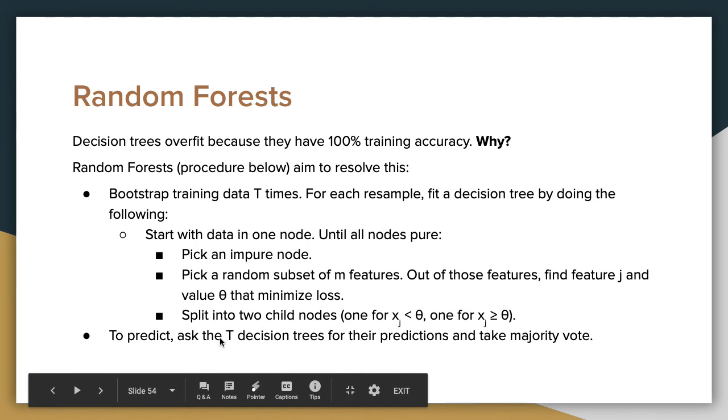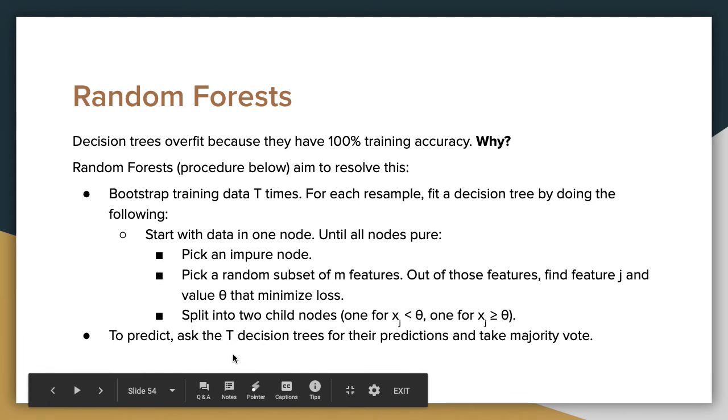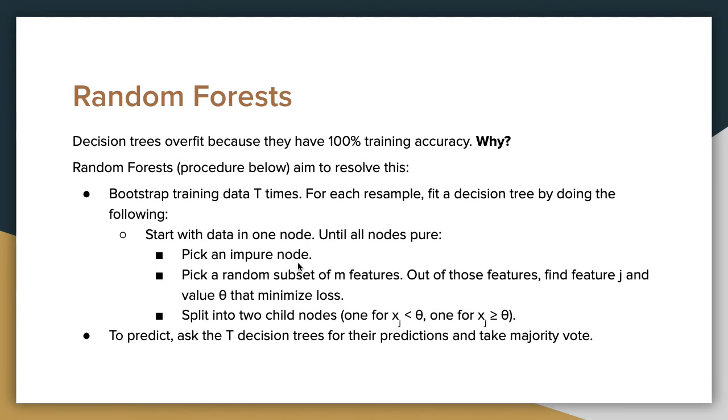And to make our prediction, we take the prediction of all the T decision trees. For classification, we take the majority vote. And for regression, we take the average value. But we're going to stick with classification because it's a little bit easier to understand the concept. Okay, any questions about just the general process of random forests?